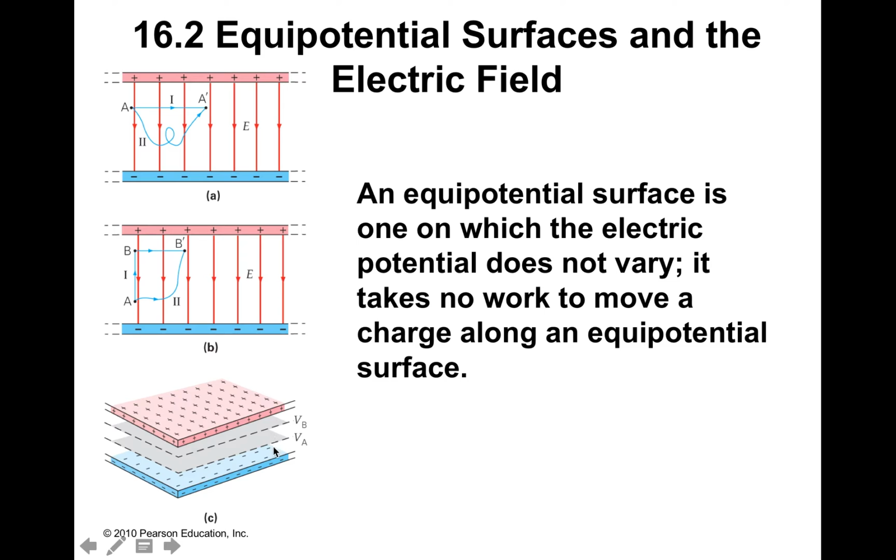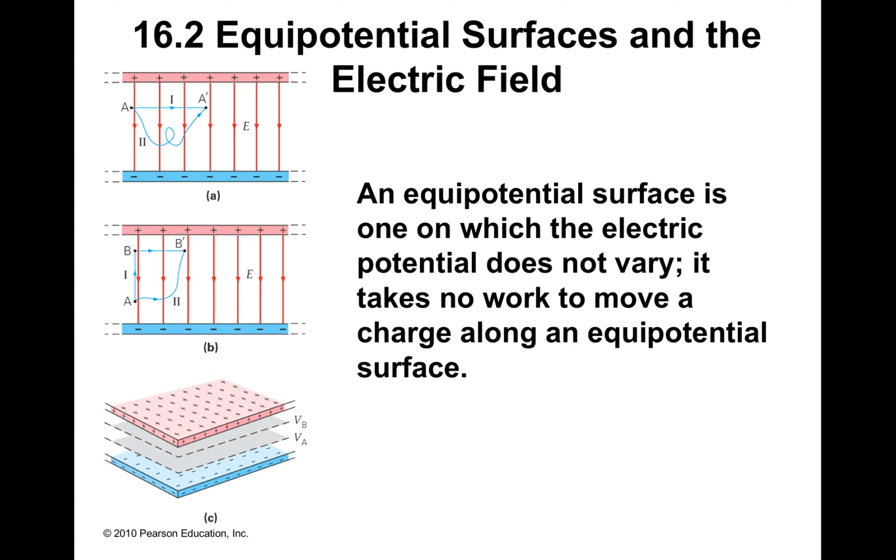Now the potential changes. If I go from VB to VA, that'll take work, or I'll lose potential energy. In other words, the electric field might do work. If it was a positive charge going from VB to VA, that's the way a positive charge would want to go. So the electric field does positive work.